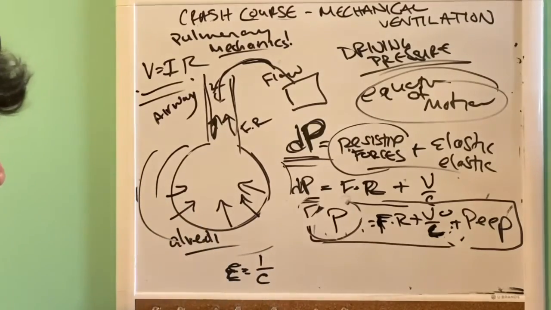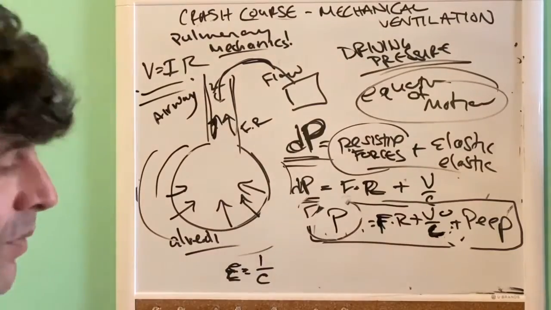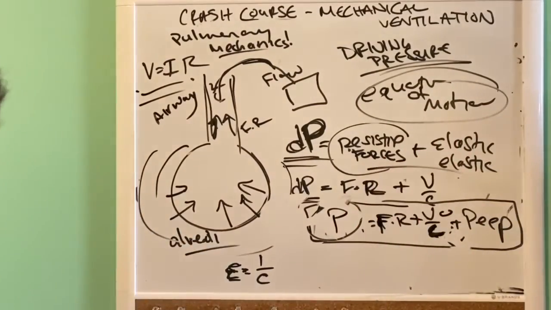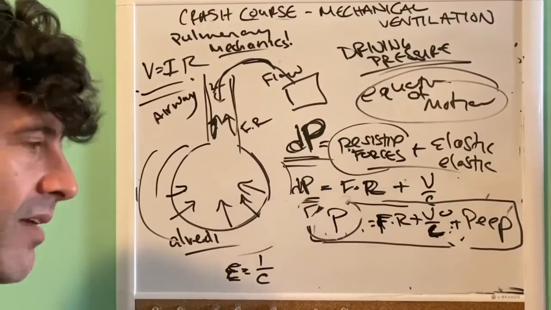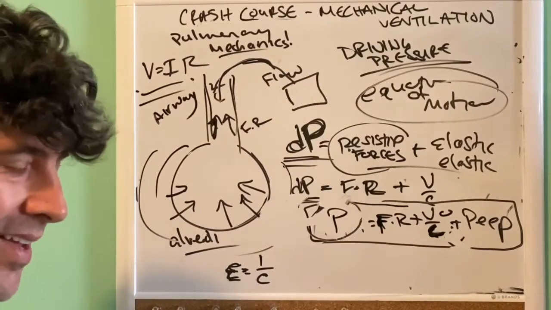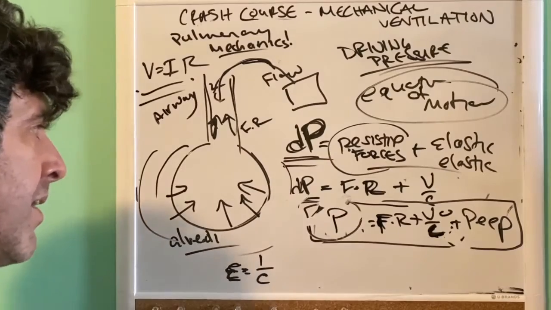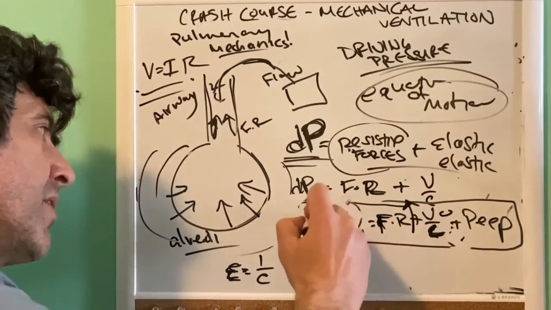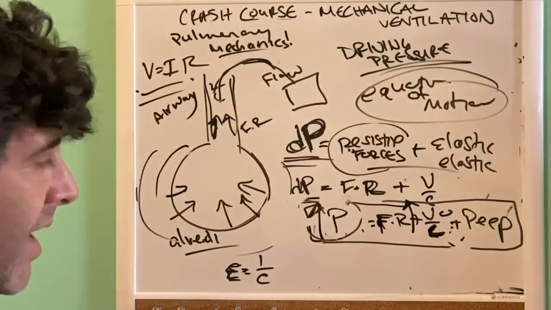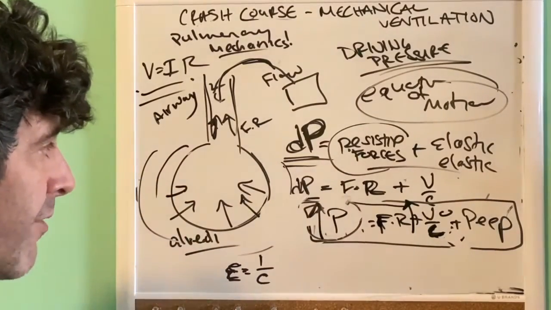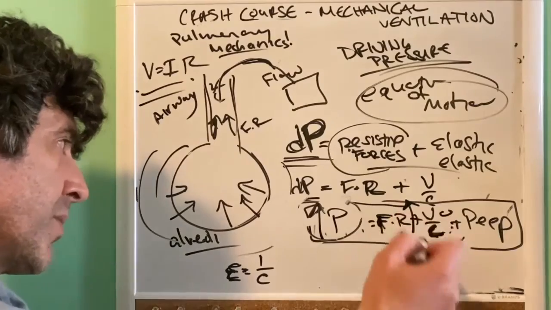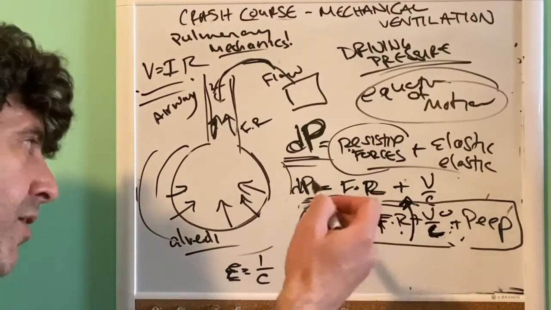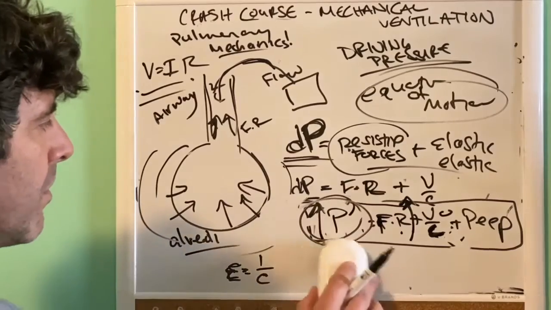Same thing, let's say you get a kink in the tubing. What happens? Does your compliance change? No. Does your volume change? No. If you're on volume control, it's going to try to push that volume in no matter what. But your resistance is going to go up, and flow is going to stay the same. The vent is going to have to use a lot more pressure to get that flow in. That's why when you see a kink in the tubing, your resistance goes up and you see very high pressures, and then they alarm.